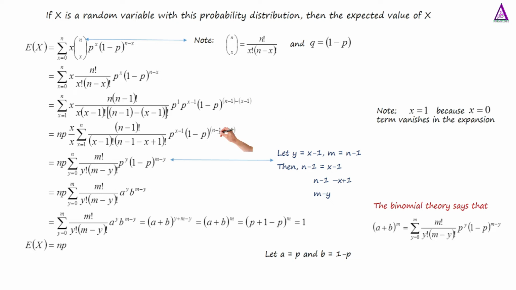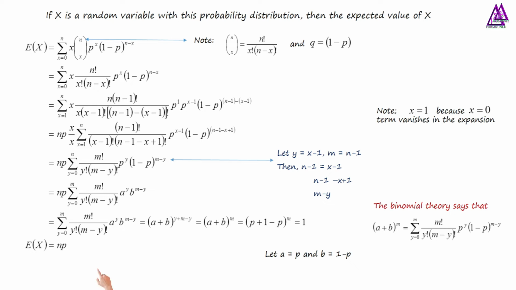In the fourth equation, which is this equation, we factorize np and divide out x from the equation. So we now use the math to open this bracket in the third equation. We have this one. So after that, now say that let y equal to x minus 1 and m equal to n minus 1, then n minus x equal to m minus y.